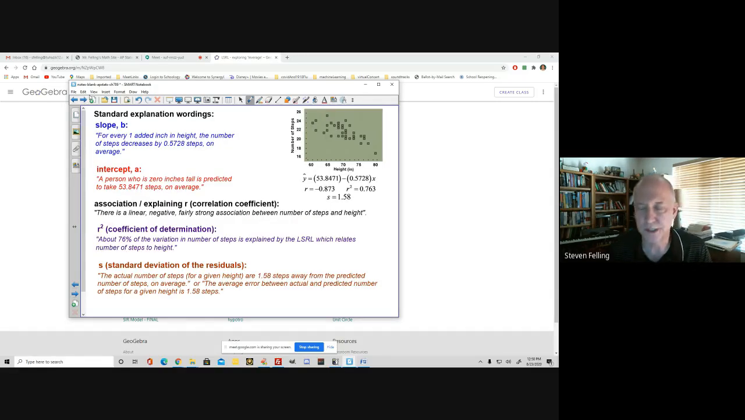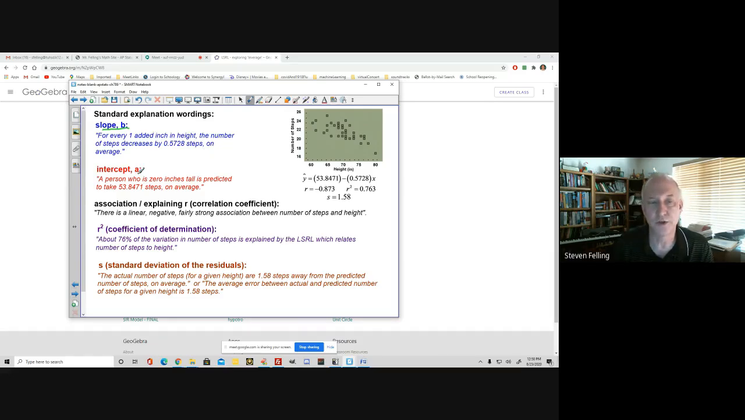And then we have some standardized wordings that I want to include in the notes here. You should basically memorize all these standardized wordings, because if you want to get things right on the test and on the AP exam, these are the wordings that we know work and that they will grade highly. And they're also great ways to express things. So if you're talking about slope, you should use wording like this. For every 1 added inch in height, the number of steps decreases by 0.57 steps on average, right? In other words, for every change of 1 unit in X, Y changes a certain amount, but in context.